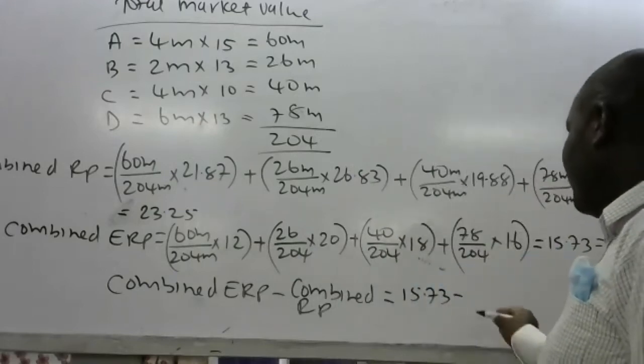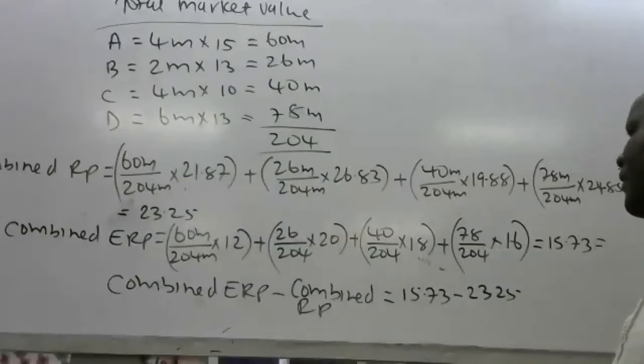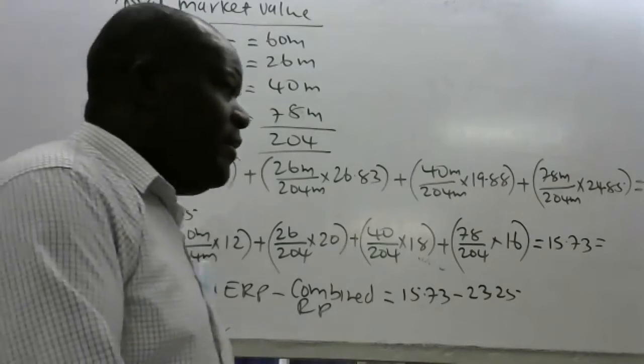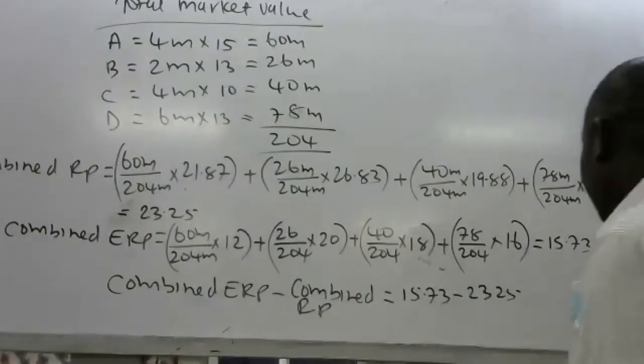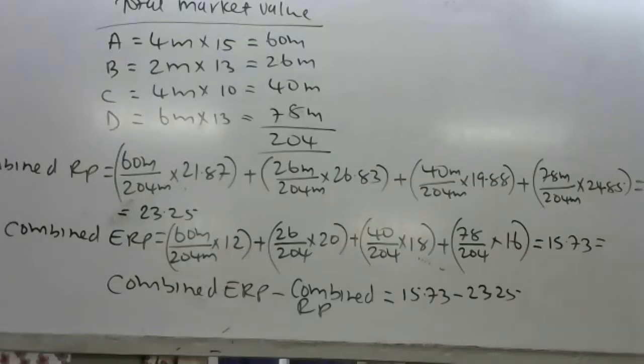The other one was 23.25. So the combined portfolio is also inefficient because that figure is negative. You can comment that the overall or combined portfolio is inefficient, or it is overvalued by the market.